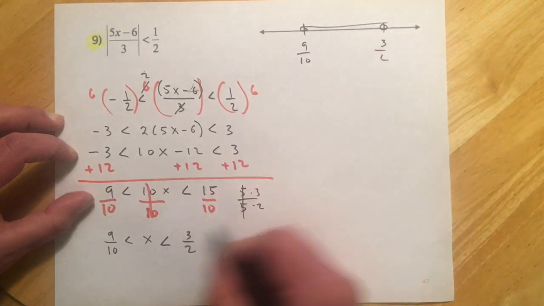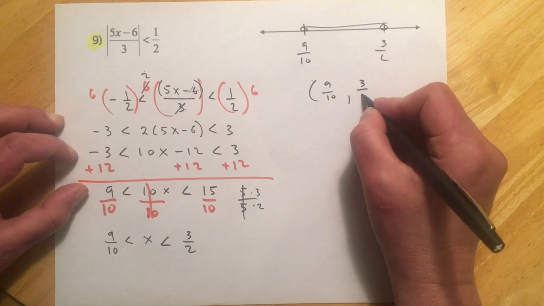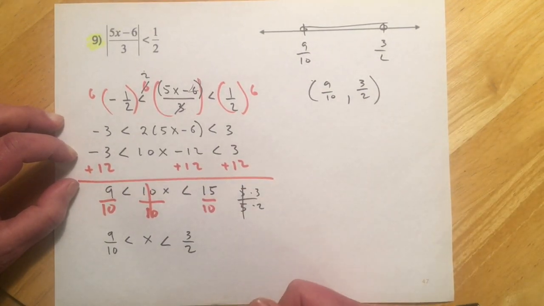So it's that kind of graph. And then our interval notation is just kind of what you would think. Cool. And that concludes absolute value inequalities.